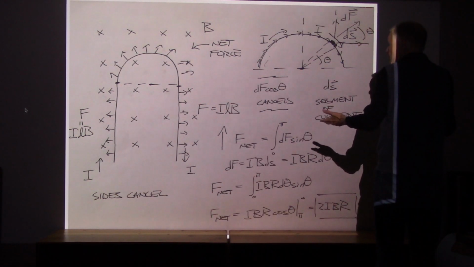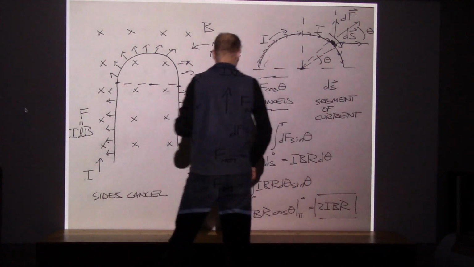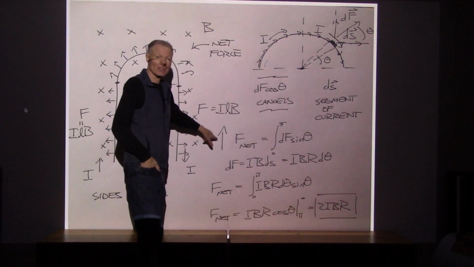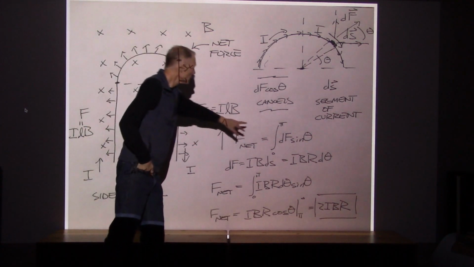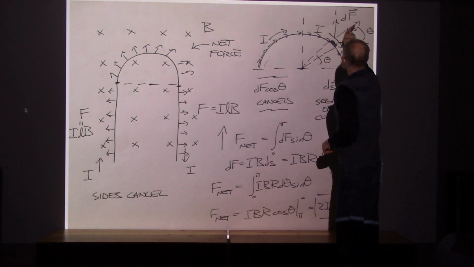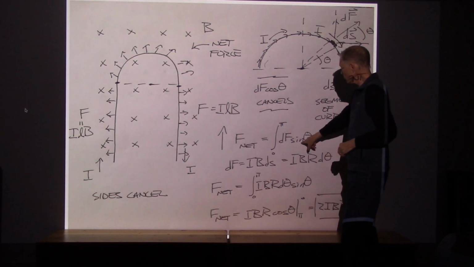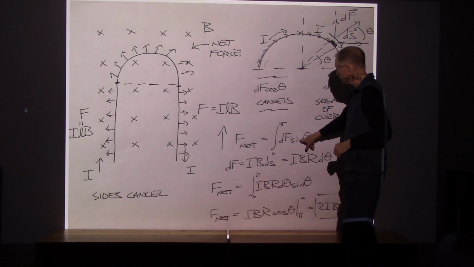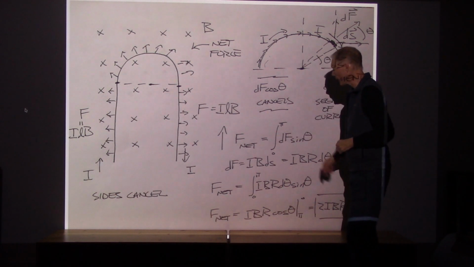So I set up the integration. What I said was, look, I'm looking for the F net. The F net is going to be in the upwards direction. I can see that from my diagram. And the way I'm going to get that is I'm going to take each one of these little df's, but I'm only going to include the sine theta component. So I've only included sine theta, and I'm going to integrate that from 0 to pi.